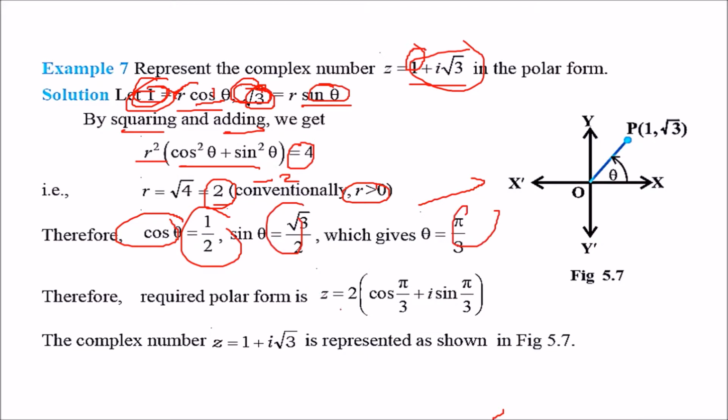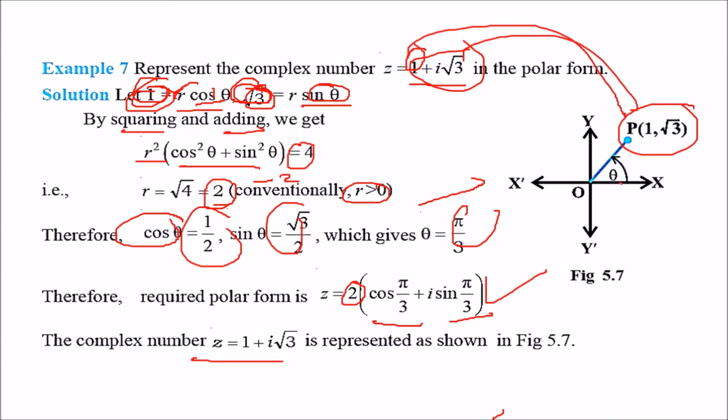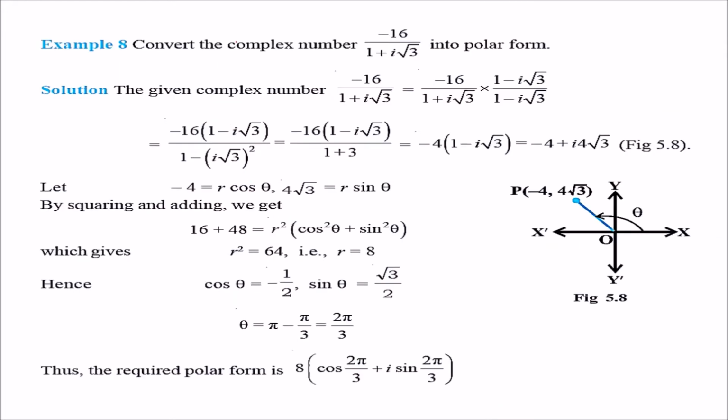Now just place it in z is equal to r cos theta plus i sin theta. This is your required polar form, and the complex number, which is z is equal to 1 plus i root 3, is now represented here. This is 1, this is root 3, this is your theta, and this is your r. Okay, this is how we represent it.